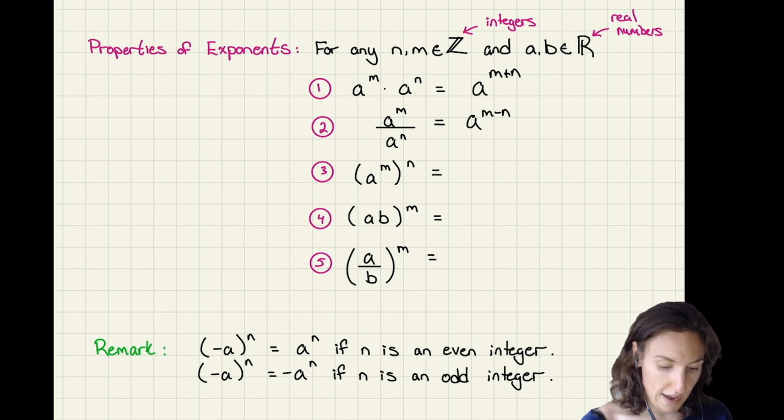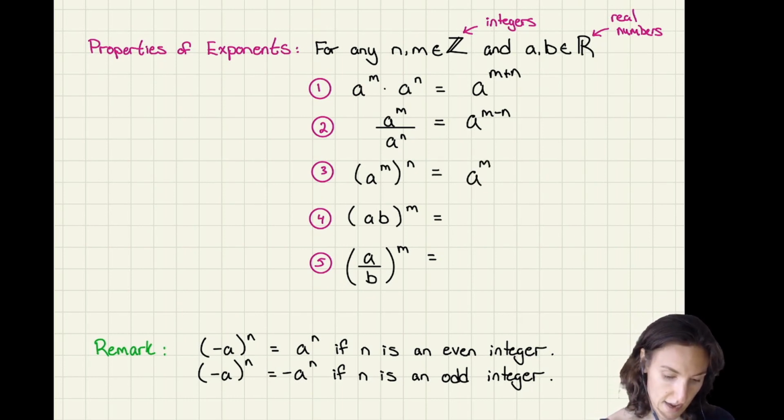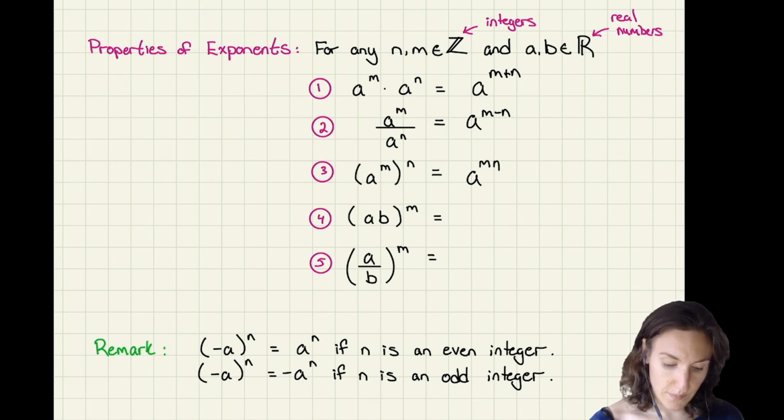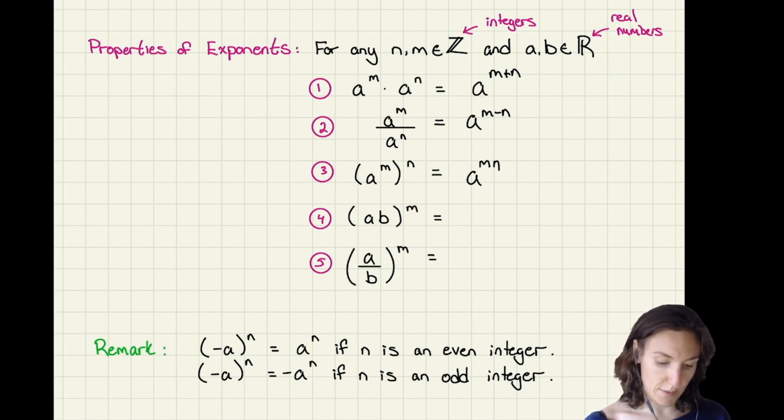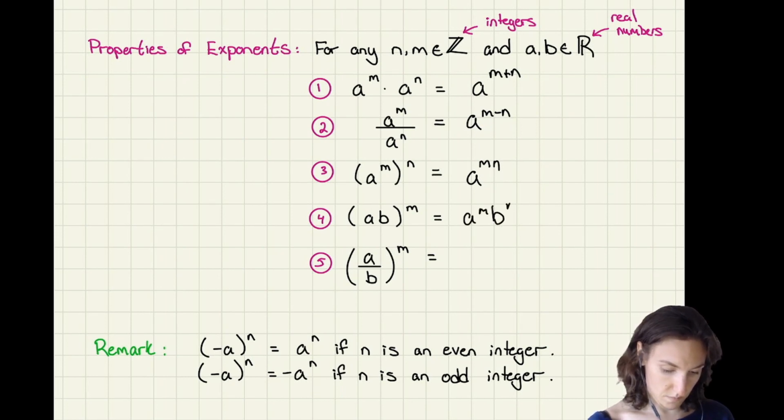In the case where we have a to the m in brackets, and then that whole thing is raised to the n, this is the same as saying a to the m times n. And similarly, if we have these brackets here, and we have a and b both get multiplied out m times. So we can think about the m as distributing into the a and b. Same thing with the division here. We can just distribute our m.